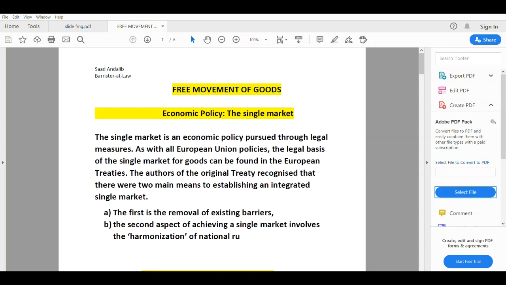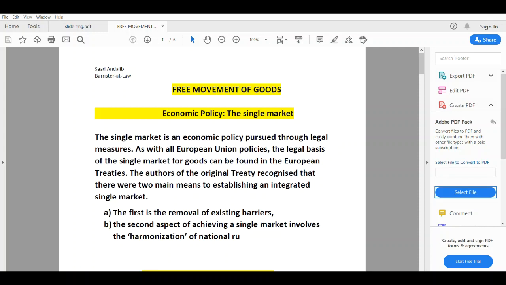So the idea then is not simply that goods should be able to cross the borders between the member states without having to pay duties or face any other kind of obstacles, but that those very borders should cease to exist as far as the free movement of goods is concerned. So there should be a single market rather than a collection of national markets, and the single market is an economic policy which is pursued through legal measures.